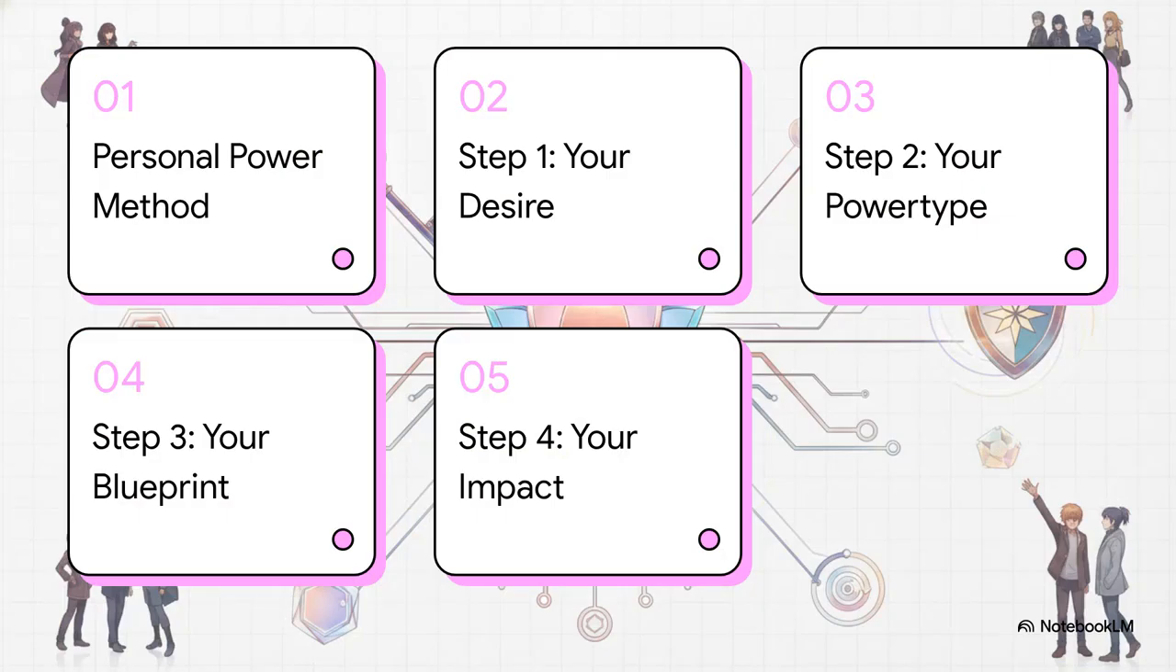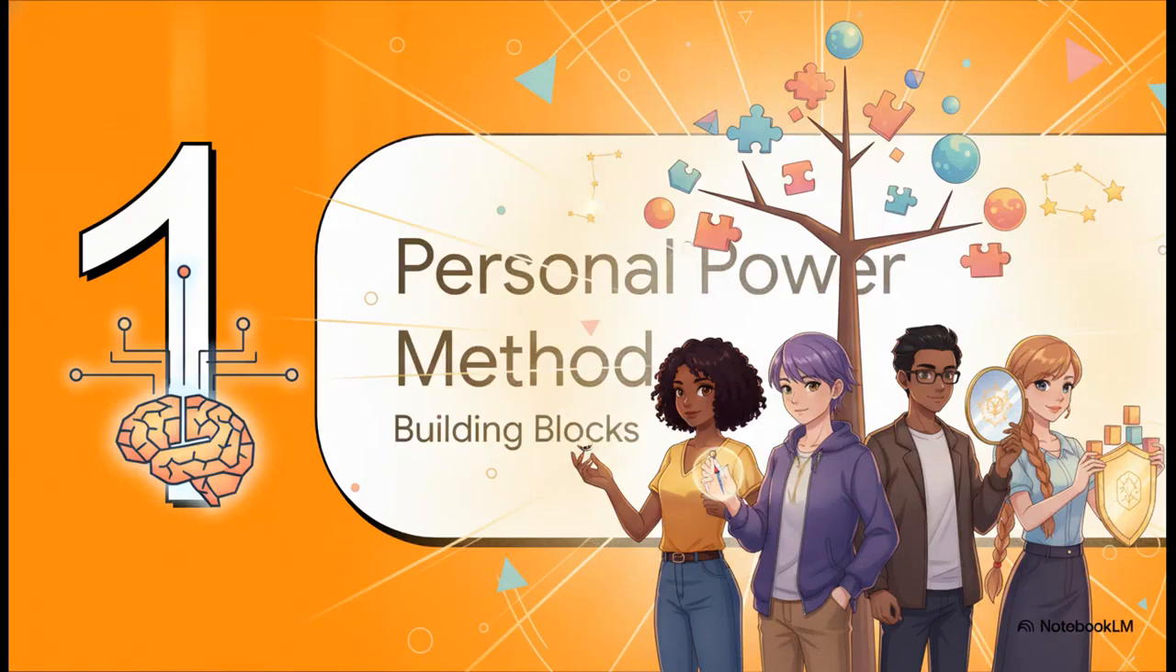To get us there, we'll follow a highly structured four-step framework. We'll start with the personal power method, move to step 1, your desire, then step 2, your power type, step 3, your blueprint, and finally wrap up with step 4, your impact. It's a complex journey, for sure, but breaking it down like this makes it totally manageable and logical. Okay, let's dive right into this.